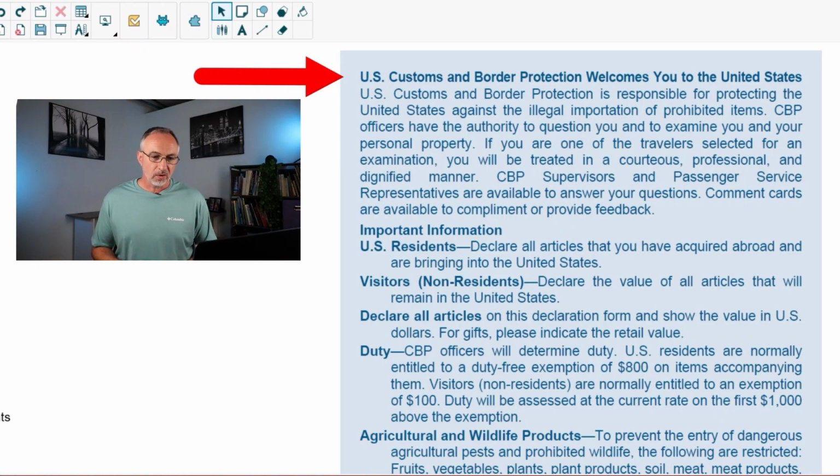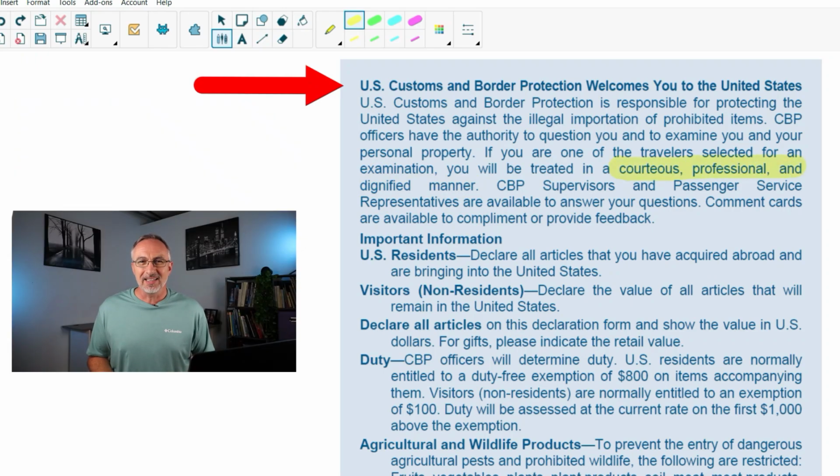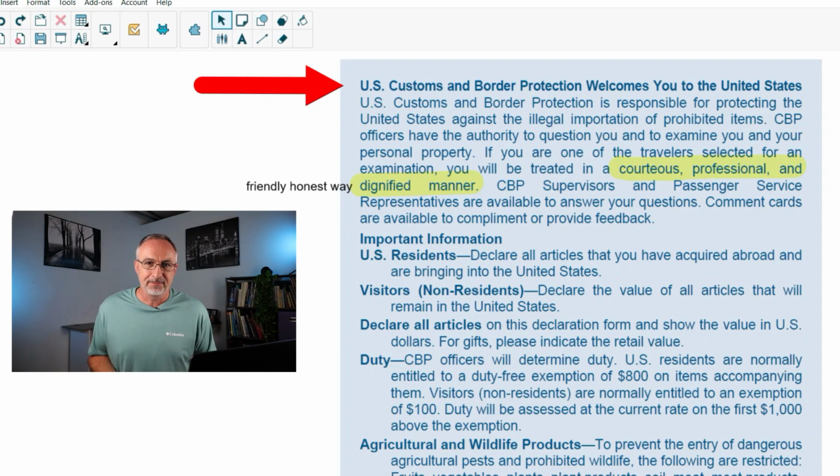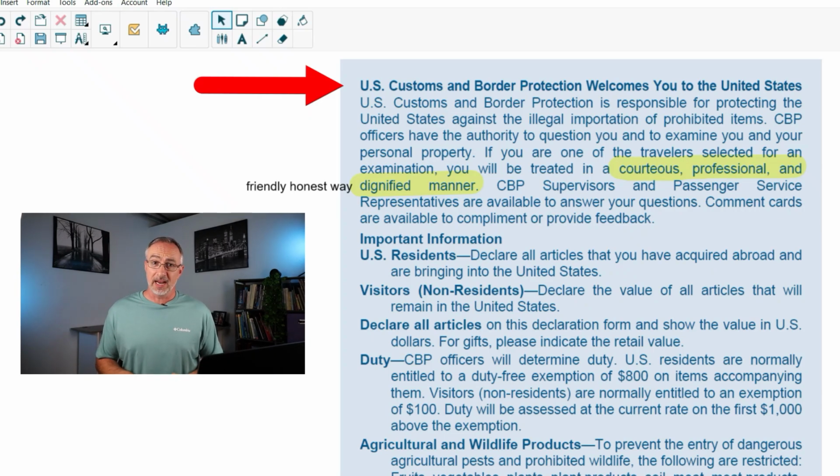If you are one of the travelers selected for an examination, you will be treated in a courteous, professional, and dignified manner. So what they're saying is that if they have to examine you and your bags, they'll do this in an honest and friendly and basically a nice way. CBP supervisors and passenger service representatives are available to answer your questions. Comment cards are available to compliment or provide feedback. So if there are any problems, you can speak to the supervisors or the passenger service representatives, and you can also give feedback, right? You can tell them what the problem was.